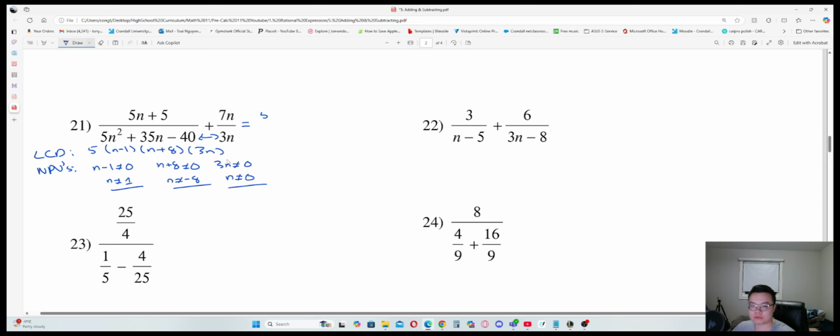So I have 5n plus 5 times 3n, plus 7n times 5 times n minus 1, and then times n plus 8, over 5n squared plus 35n minus 40 and then times 3n. Okay, now we will start to expand slowly, which is 5n times 3n. We'll have 15n squared plus 15n.